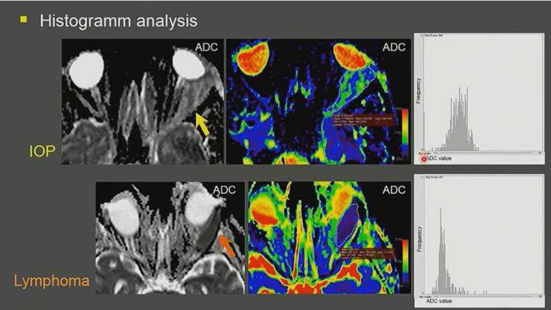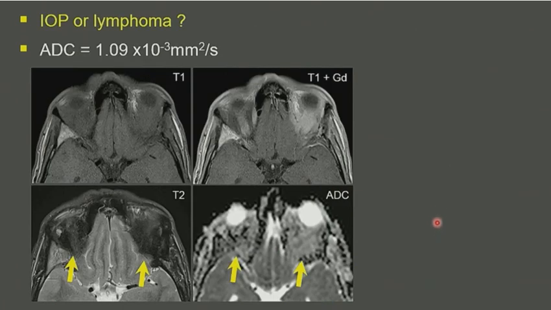And then if you try to make a histogram analysis, and all the pixels that are here, you plot the ADC values and look at the frequency, you see that in inflammatory pseudotumors you will have a relatively flat Gaussian curve, which is relatively broad. However, in lymphoma, it will have a very high peak. The mean ADC value is much lower, and you see that the curve is not very broad. So this is quite characteristic. Now, how does this help you? Well, it helps you when you are not sure about your differential diagnosis.